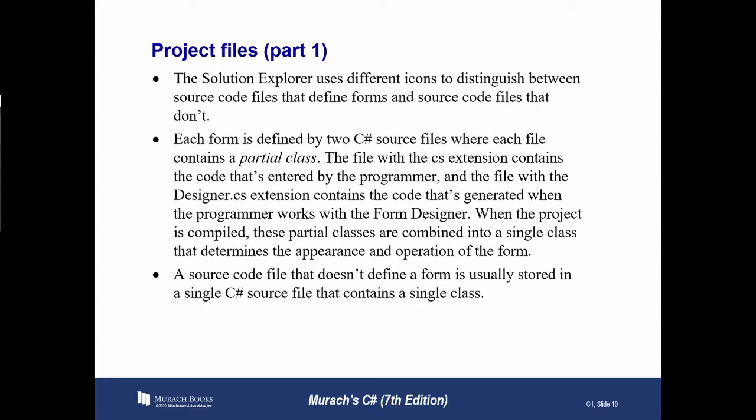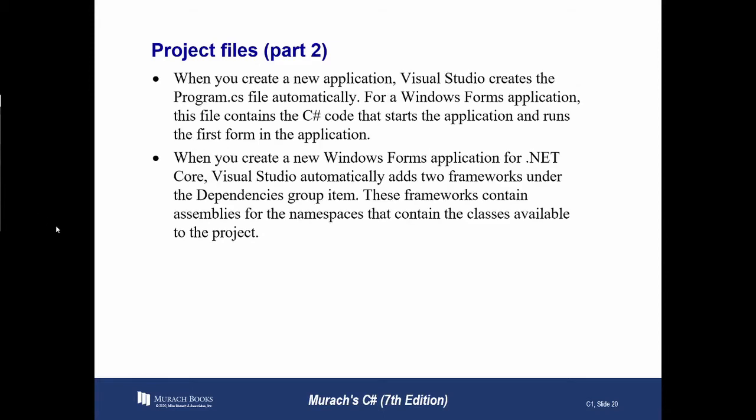Okay, so when the project is compiled, we've written our project and we hit the compile button, these two partial classes are combined into a single class that determines the appearance and operation of the form. So what we're trying to do is take class A and B and jam them together to create C after it's been compiled. The source code file that doesn't define a form is usually stored in a single C# source file. We'll see more of that later as well. So when you create a brand new project, Visual Studio creates this very important file, program.cs.